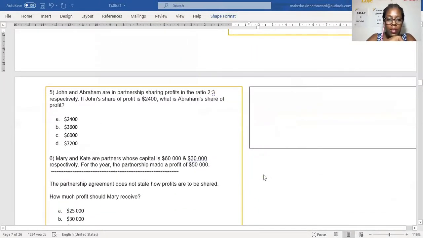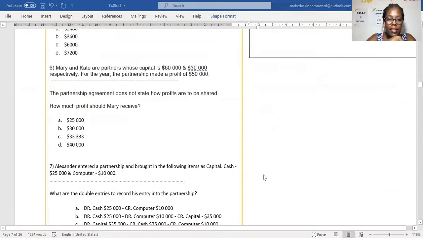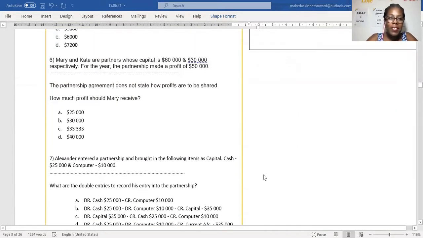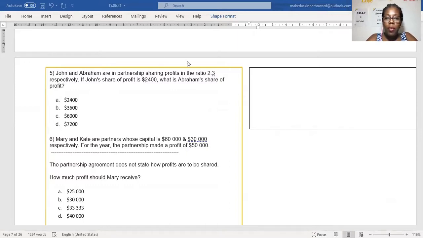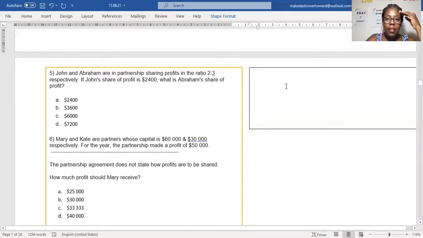Number 5, somebody requested that this should be a must answer question. So number 5, 6, and 7 got a little bit more difficult, right? So John and Abraham are in partnership sharing profits in the ratio 2 to 3 respectively. If John's share of profit is 2,400, what is Abraham's share of profit? So this is not really so much POA, right? But this is a test on your math skills, right?